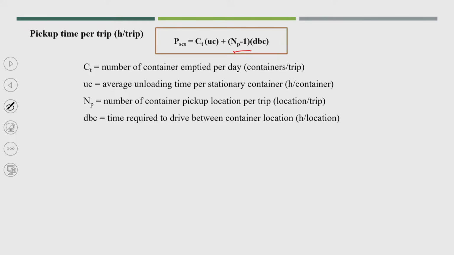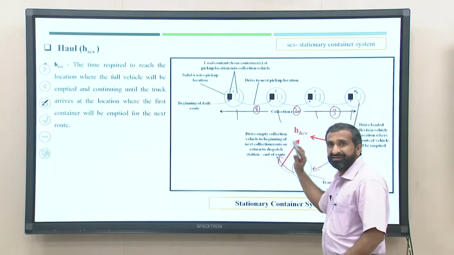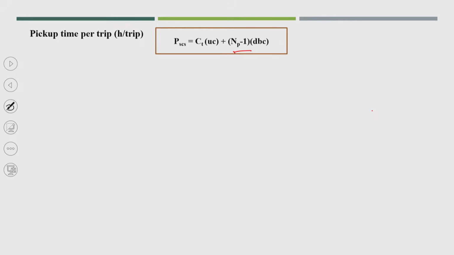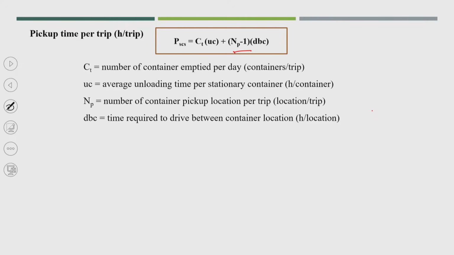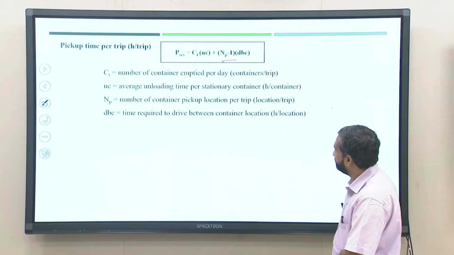You see here in the operation: suppose these are the 4 container locations, but the DBC occurs only 1, 2 and 3 times, meaning 4 minus 1 is the DBC value. That is why we used NP minus 1 into DBC, and UC has also been multiplied by the number of containers emptied per day, that is, the unloading time per location.